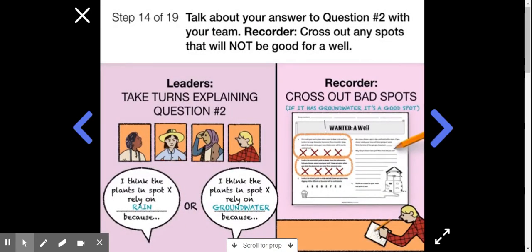Taking turns, each person talk about your answer to question 2 with your team. Recorder, cross out any spots that you all agree will not be good for a well. Again, now you're going to do this part independently. So go through question 2 on all of your maps and cross out anywhere where you think it would not work out to put a well.